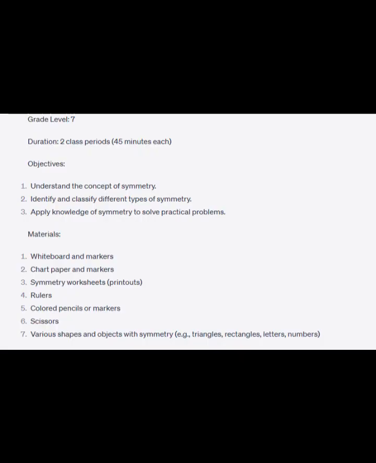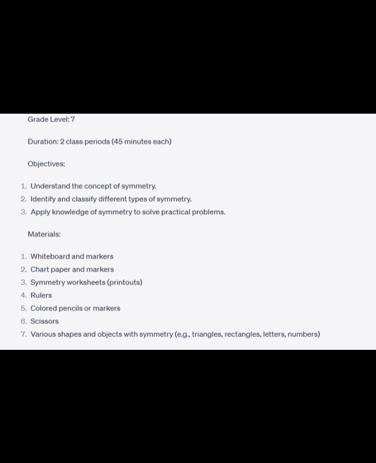Title: Exploring Symmetry in Grade 7 Mathematics. Grade Level: 7. Duration: 2 class periods, 45 minutes each. Objectives: understand the concept of symmetry. Identify and classify different types of symmetry. Apply knowledge of symmetry to solve practical problems.